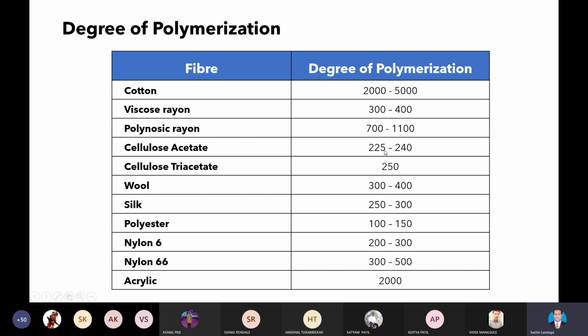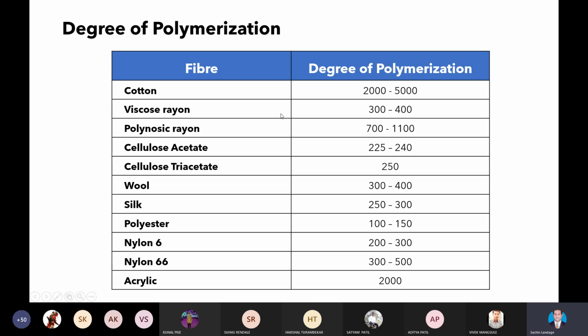Next, cellulose acetate: the degree of polymerization is 225 to 240. Cellulose triacetate is around 250. Wool has 300 to 400 degree of polymerization. Silk is 250 to 300. Polyester is 100 to 150. Nylon 6 specifically has 200 to 300. Nylon 66 has 300 to 500. And acrylic fiber is around 2000. So these are the degree of polymerization values of various fibers.